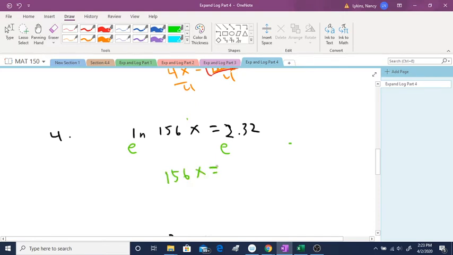now the 2.32. Now, when you take the e of that, on your calculator, if you hit your second button and then ln, it gives you e to the raised power, and just type in 2.32, and you hit enter on that one. So e to the 2.32 comes out to be 101757. Then I'm just going to divide by 156.